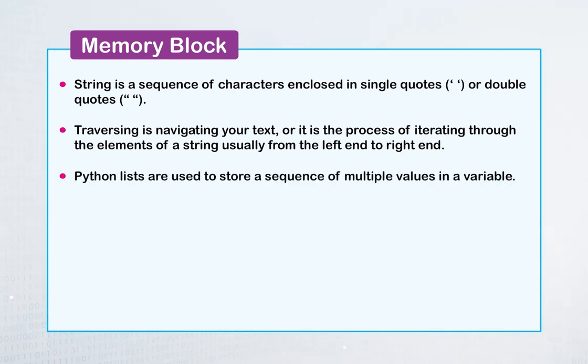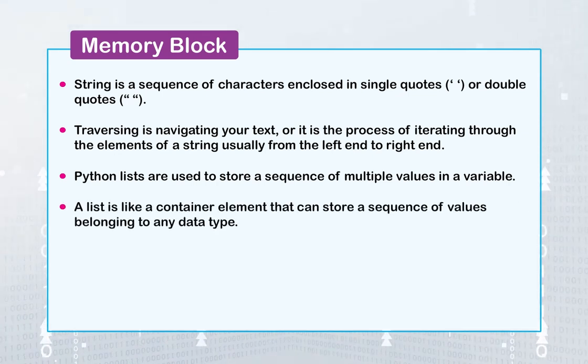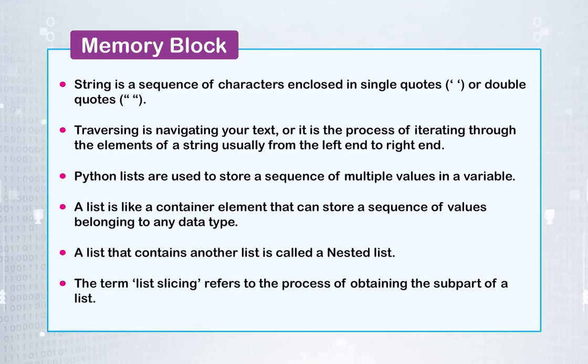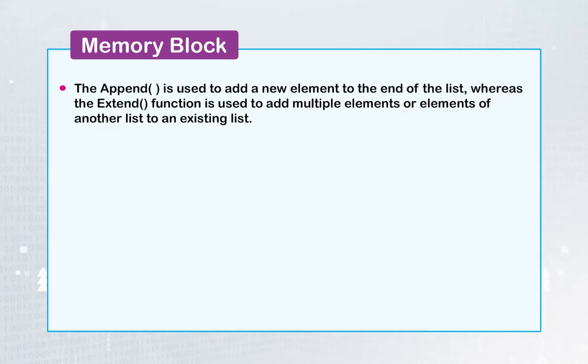Python lists are used to store a sequence of multiple values in a variable. A list is like a container element that can store a sequence of values belonging to any data type. A list that contains another list is called a nested list. The term list slicing refers to the process of obtaining a subpart of a list. The append function is used to add a new element to the end of the list, whereas the extend function is used to add multiple elements or elements of another list to an existing list.